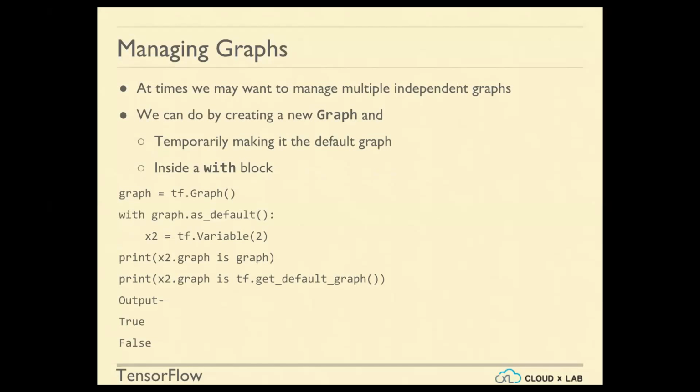Sometimes you may want to use a separate graph. You may want to have your own kind of graph. Then we can do this by creating a new graph object using a function called Graph. So we could say tf.Graph().as_default(), and then we can use that graph.